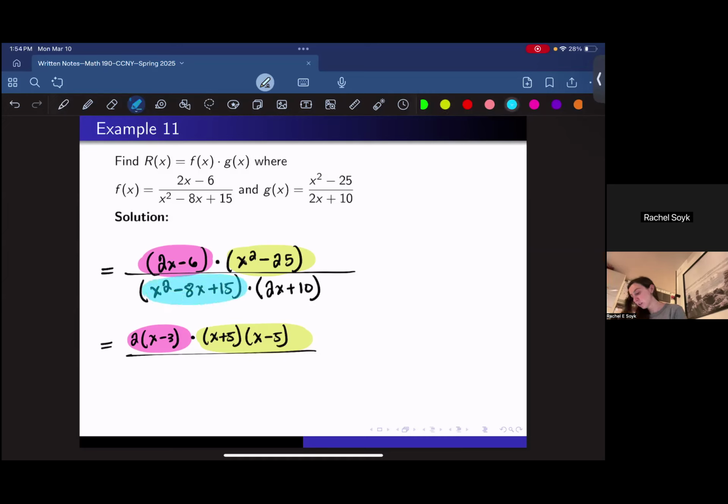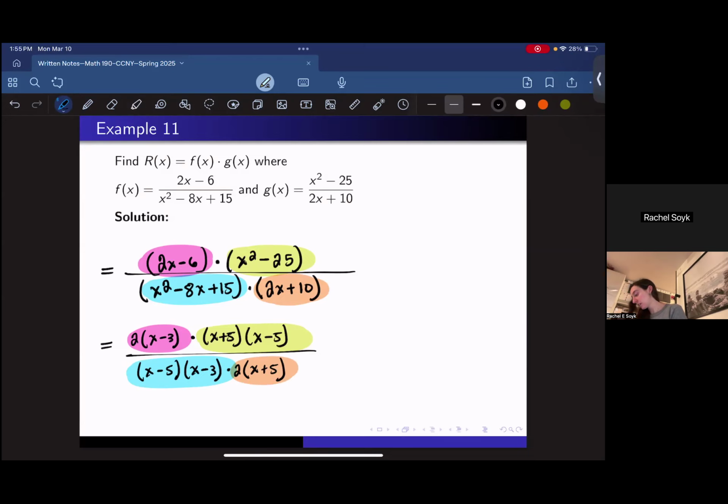With our x squared minus 8x plus 15, what are factor pairs of 15 that add to -8? We have x minus 5 and x minus 3. And then finally, 2x plus 10, we can pull out a GCF of 2. And we're left with x plus 5.